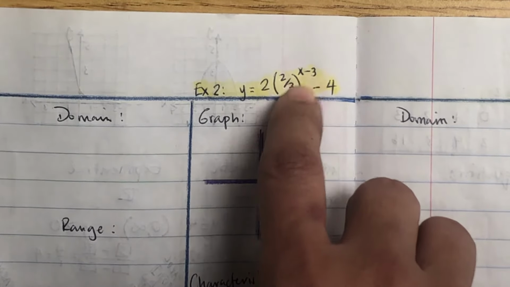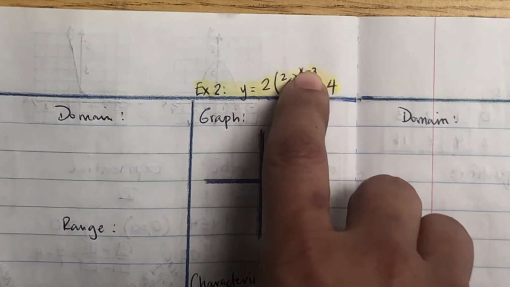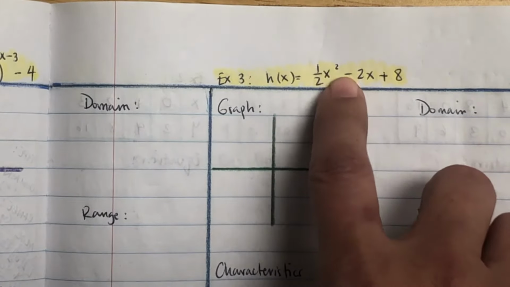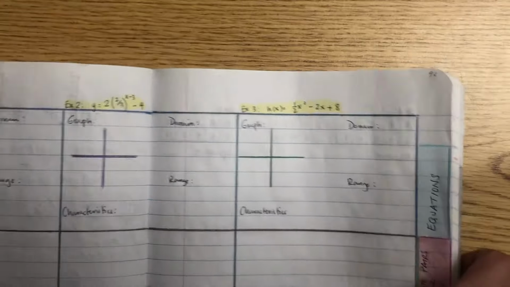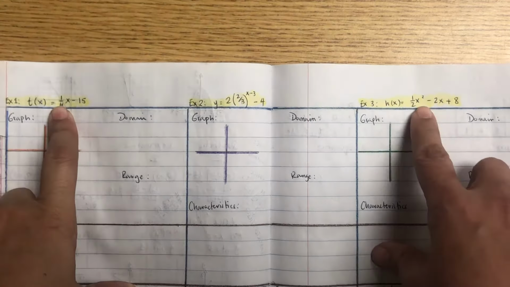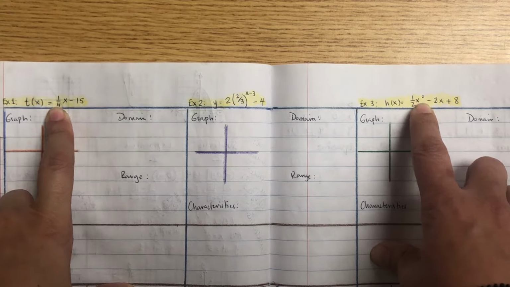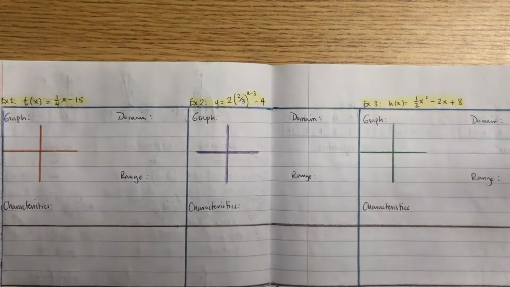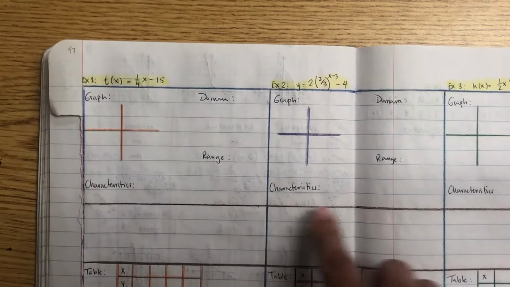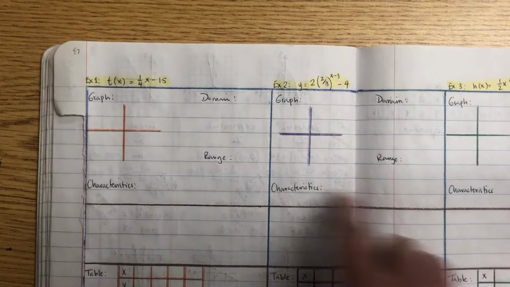Anything raised to the x, where the x is on the top, is exponential, and quadratic is anything squared. So linear, the power of x is 1; quadratic, the power of x is 2; and exponential, it's raised to the x. So this is going to be linear, exponential, quadratic.